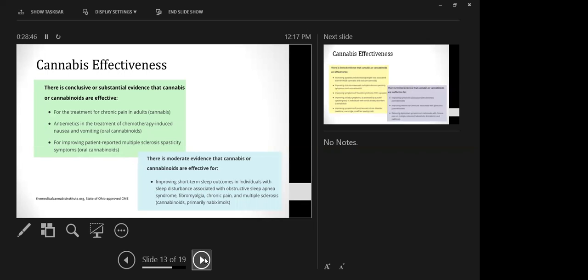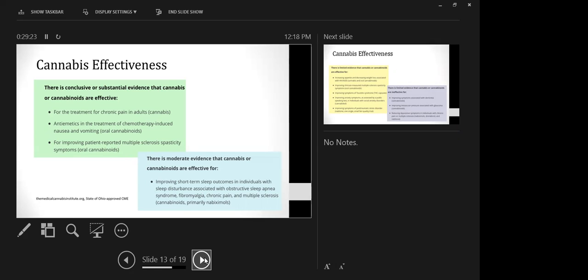So cannabis effectiveness. We're talking about this. Is it effective? There is conclusive or substantial evidence that cannabis or cannabinoids are effective for the treatment of chronic pain in adults, as antiemetics in treatment of chemotherapy-induced nausea and vomiting, and for improving patient-reported multiple sclerosis spasticity symptoms. So remember I was talking about my sister-in-law's muscle spasms? That's why she takes it, because it does help with that spasticity.